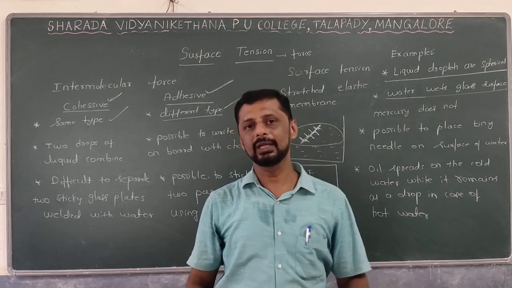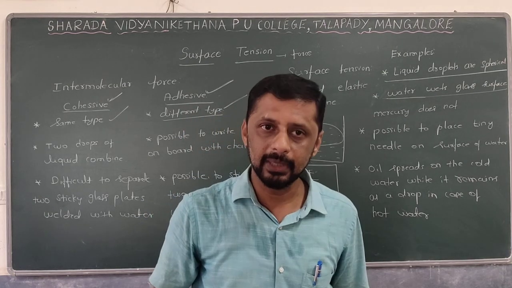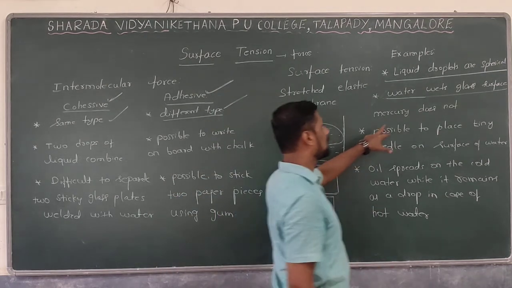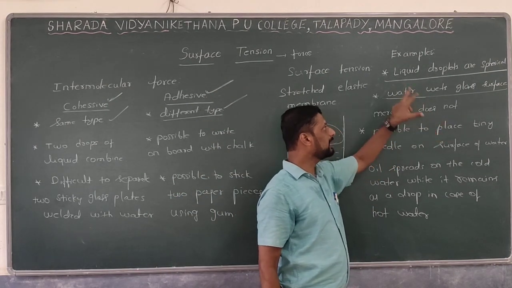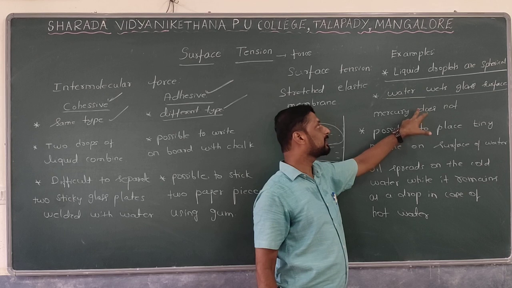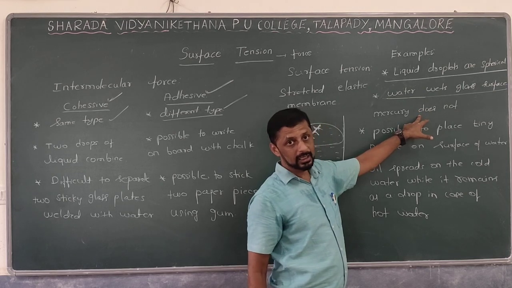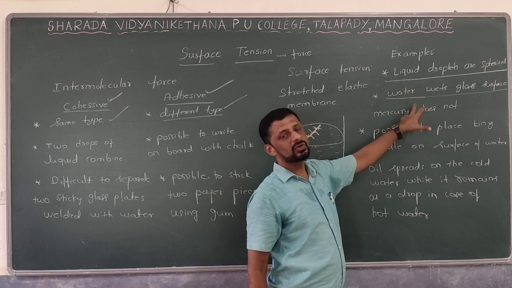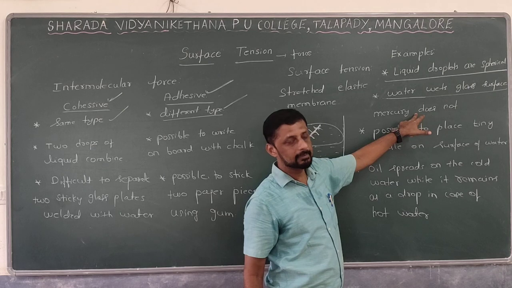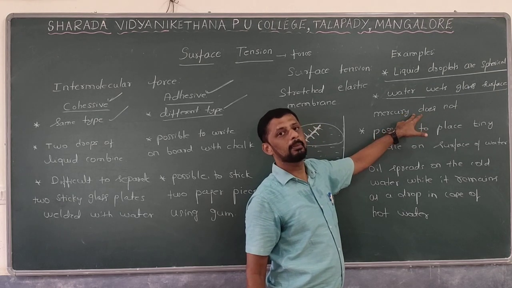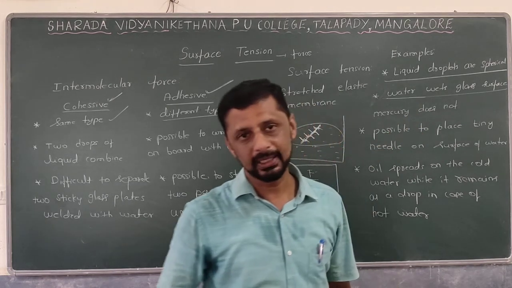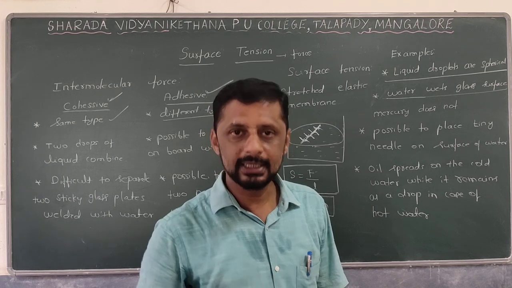While in the case of mercury, if you place a drop of mercury on a glass plate, normally it does not wet the glass surface. Why? I will repeat once again, mercury does not wet the glass surface. The reason is that the cohesive force between the mercury molecules is very large when compared to the adhesive force between the mercury and the glass plate, and hence the mercury does not wet the glass surface.